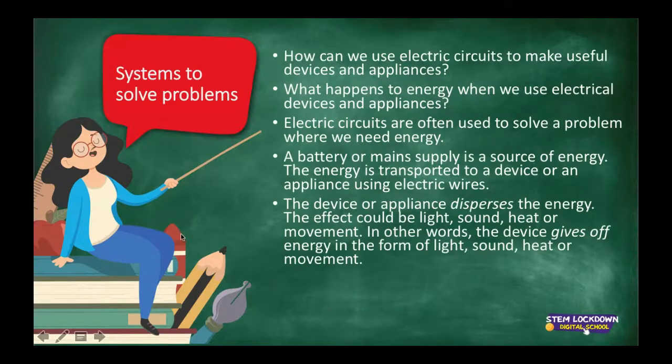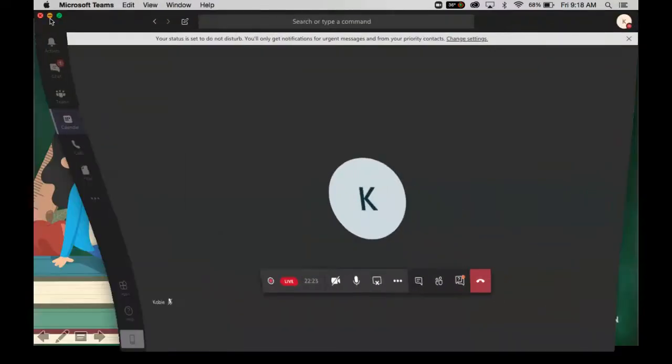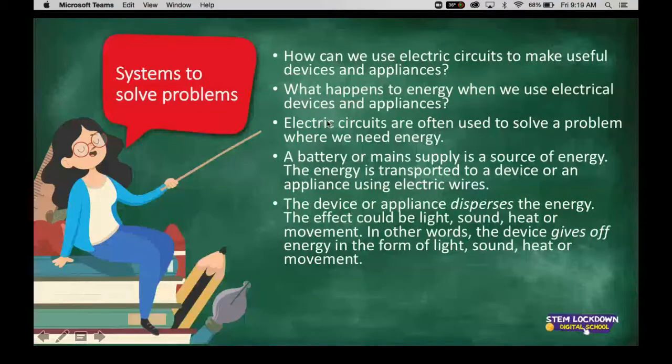Next one, now systems to solve problems. All right, now how can we use electric circuits to make useful devices and appliances? Now we're talking about systems. All right, now systems to solve problems. And we're going to move into that deeper just for a bigger understanding. The next one says, what happens to energy when we use electric devices and appliances? Now you don't need to answer these questions. This is just what you need to know by the end of this lesson.